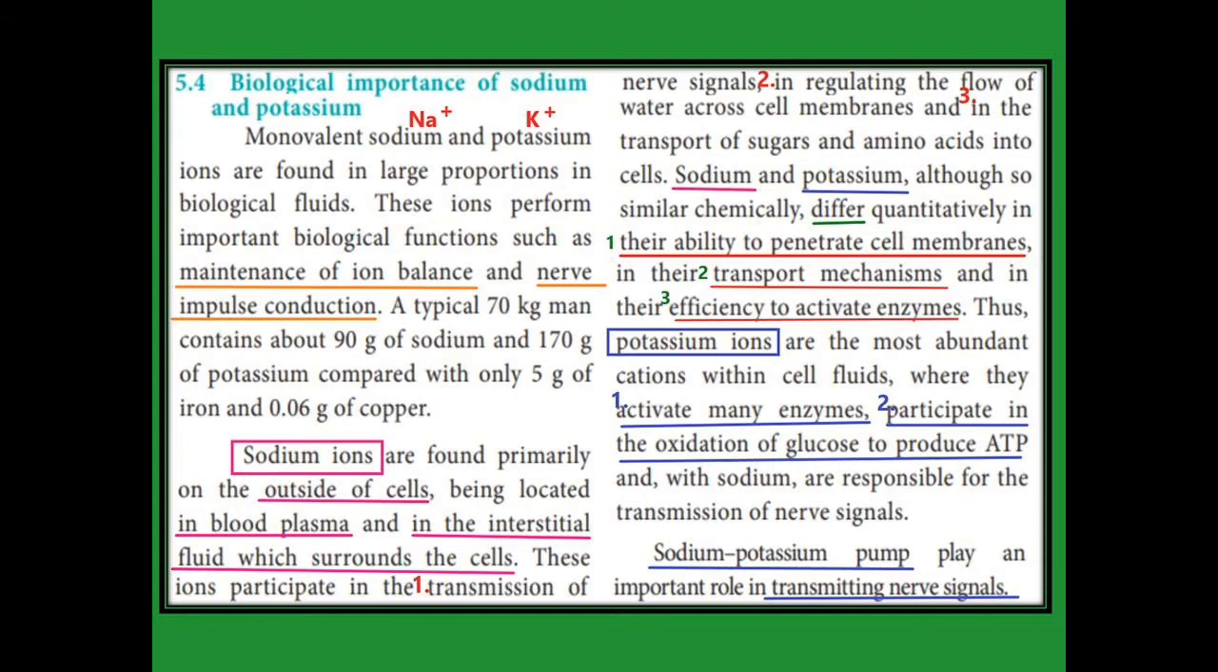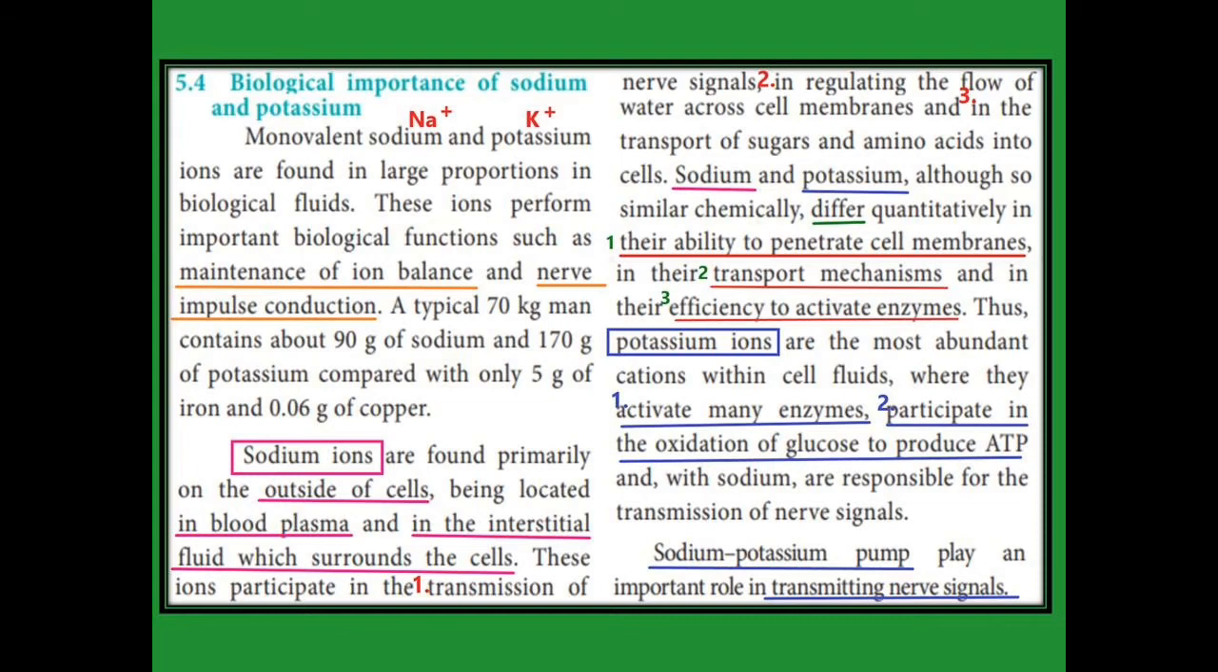Sodium ions are present outside the cell, in blood plasma and in interstitial fluid, which surrounds the cell. In these places the sodium ions are found. Their functions: the sodium ion is responsible for the transmission of nerve signals, it regulates the flow of water across the cell membrane, and it transports sugar and amino acids into the cell.